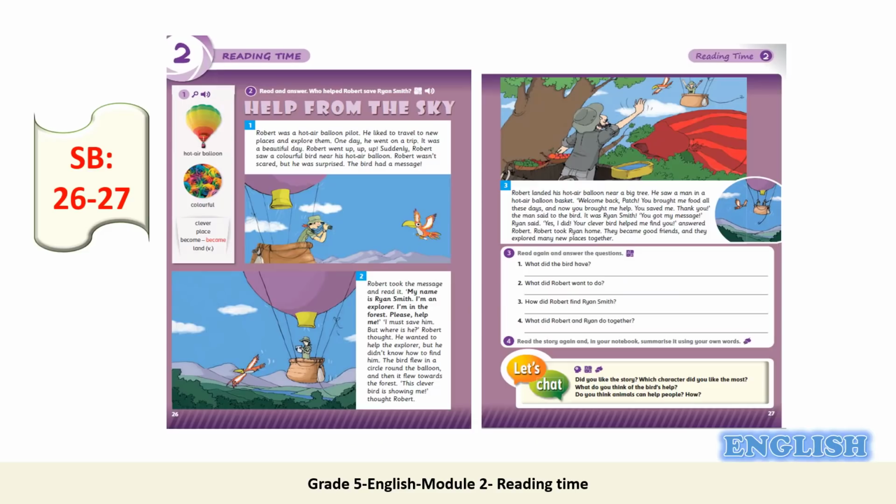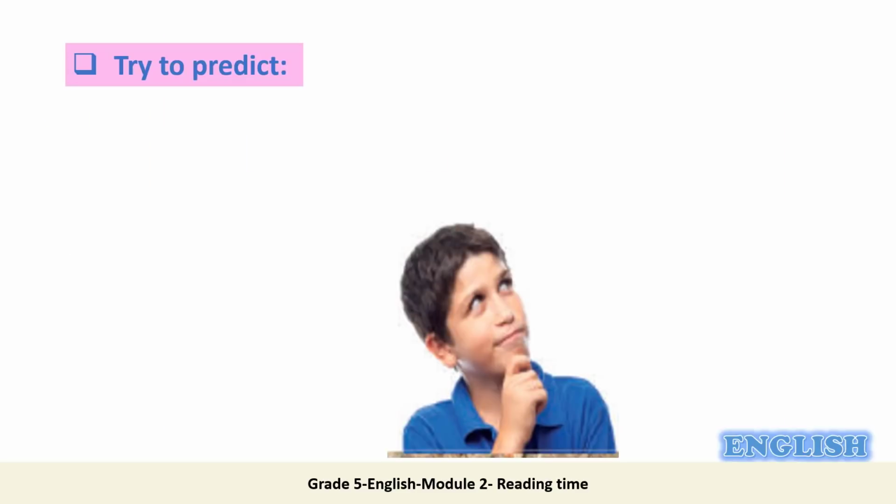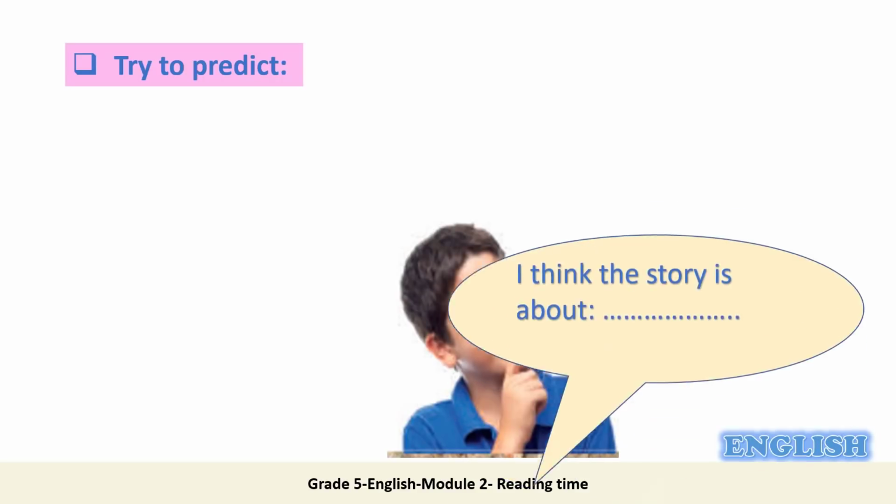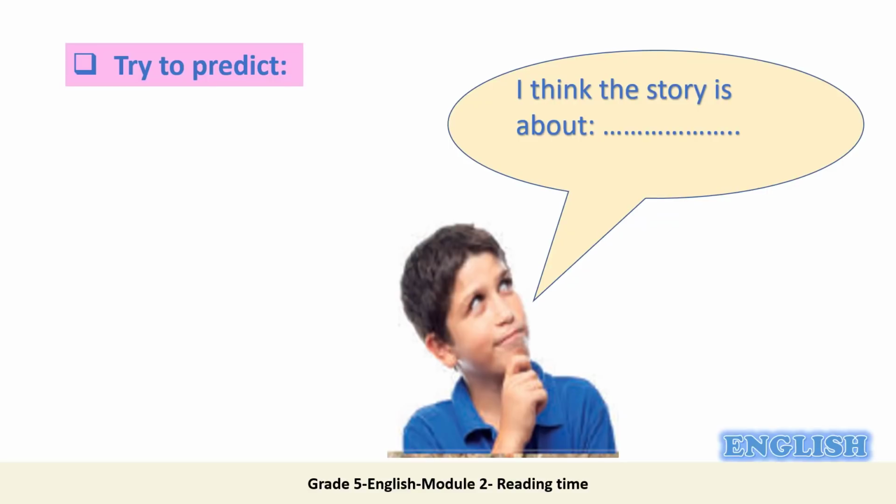Now I want you to open your student book pages 26 and 27. Make use of the pictures and the title, and then go through the story to find the main idea of it. Well, what do you think the story is about? You can use this prompt to talk about the story. You can say, I think the story is about.